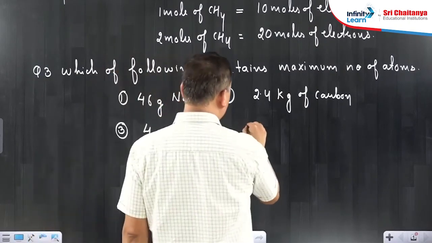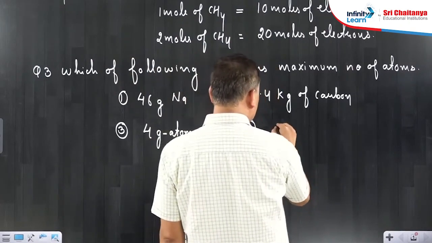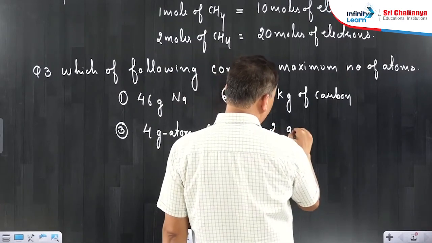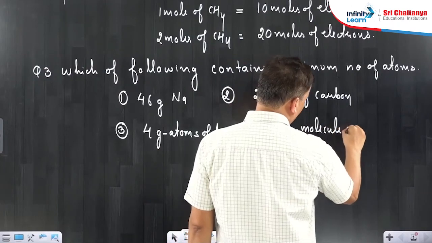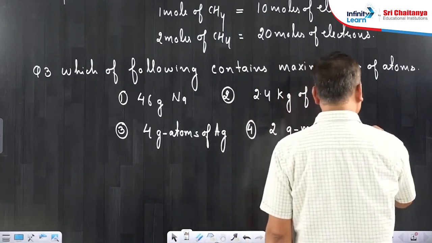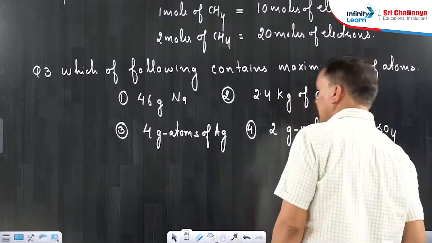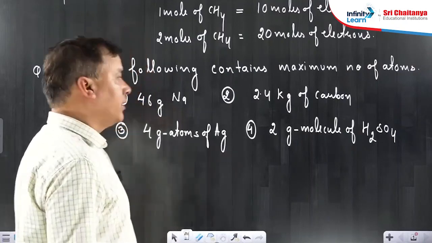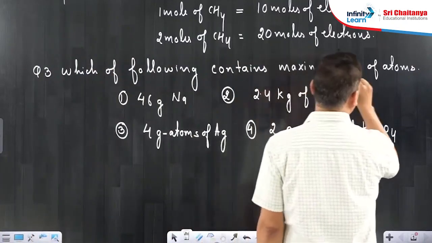Then number 4. Here I am taking 2 gram molecule of H2SO4, sulfuric acid. Dear student, look at what we have to calculate. We have to calculate the number of atoms.